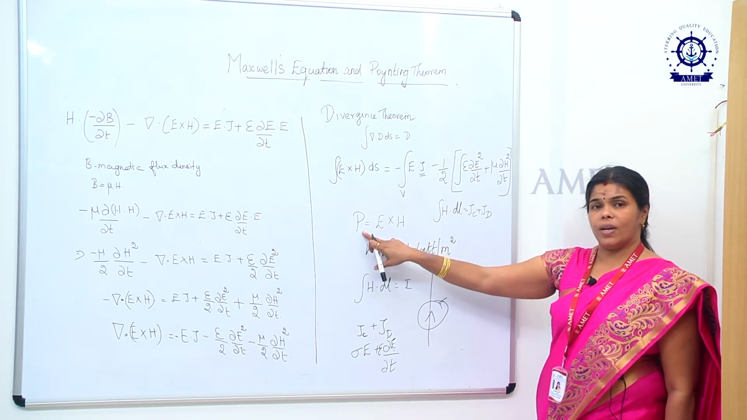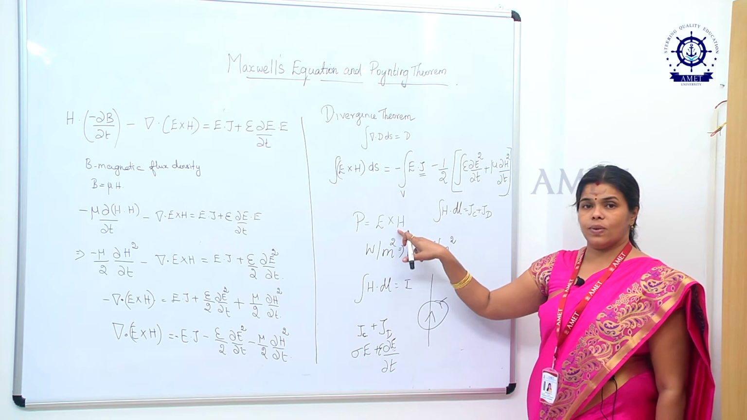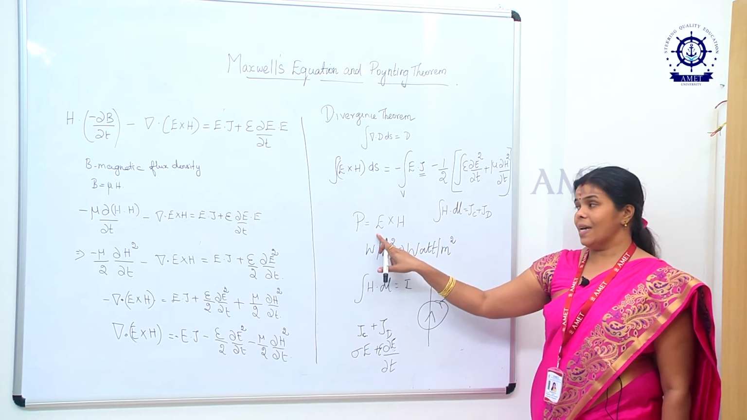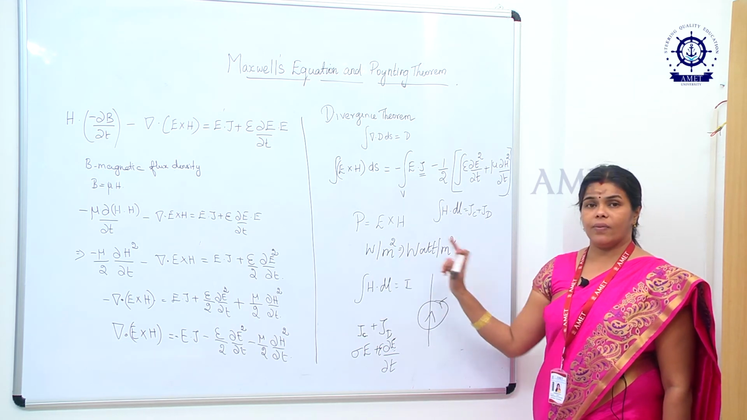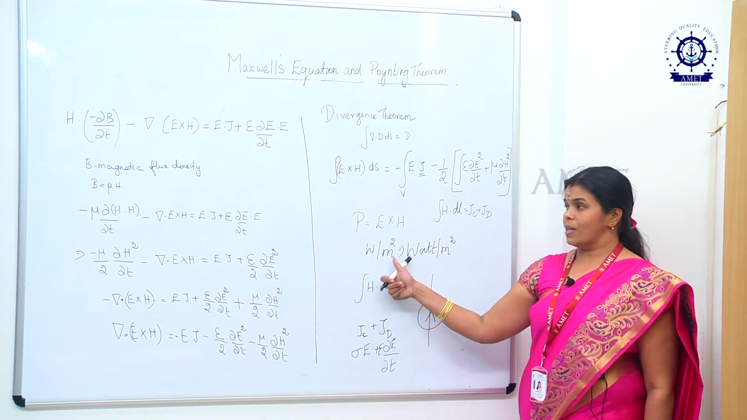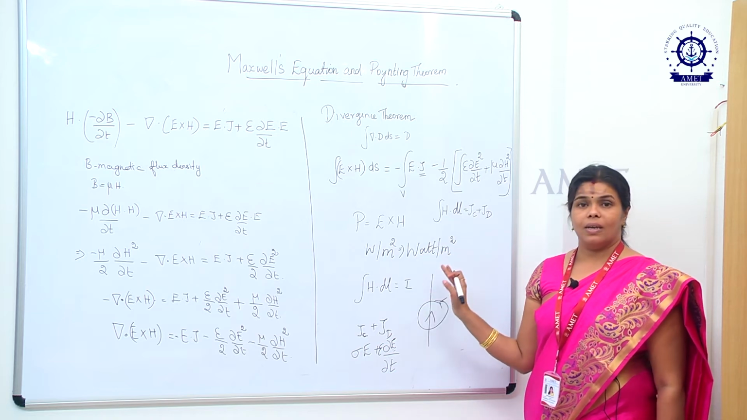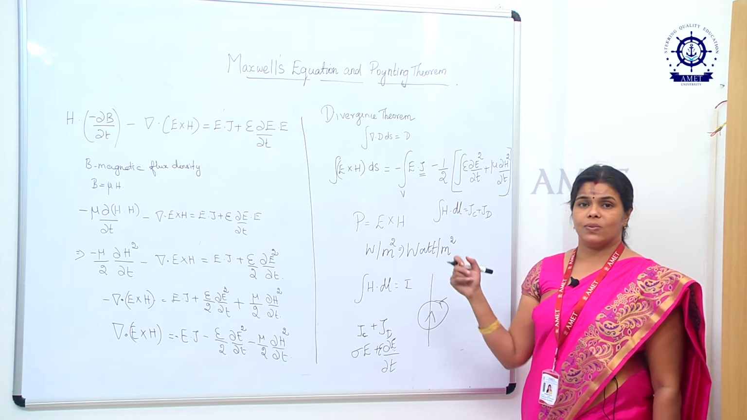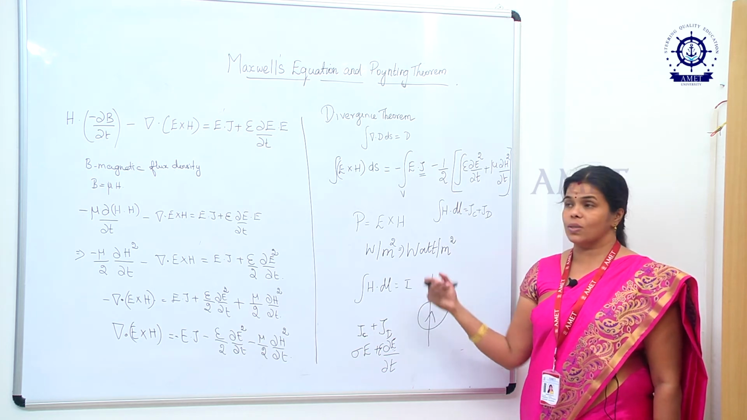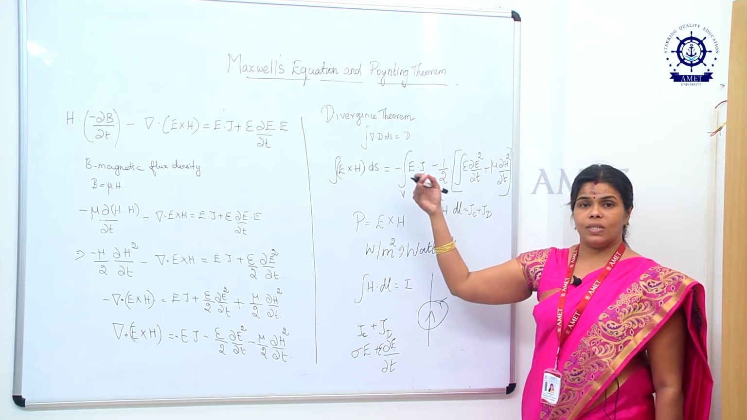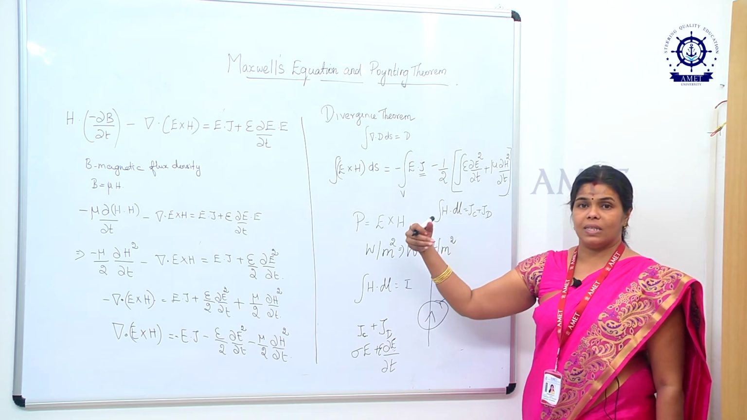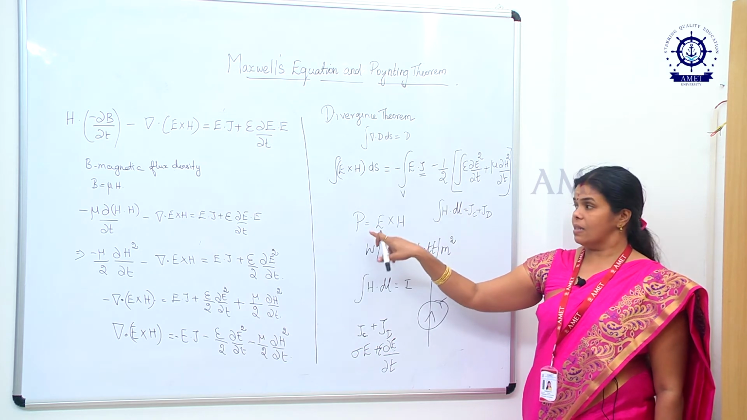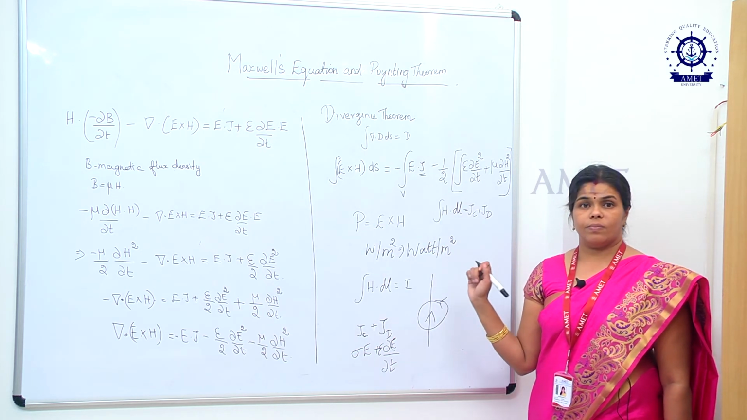Why is this known as the Poynting vector? Because both E as well as H are vector fields. So the Poynting vector is equal to E cross H, and the unit of the Poynting vector is watt per meter square. This is all about the Poynting theorem and Poynting vector, which was derived from Maxwell's fourth equation. Actually the base is Maxwell's fourth equation, that is the modified Ampere's law. From that only we are deriving the Poynting theorem, and this is the final Poynting vector.